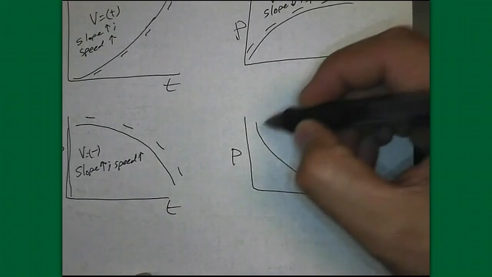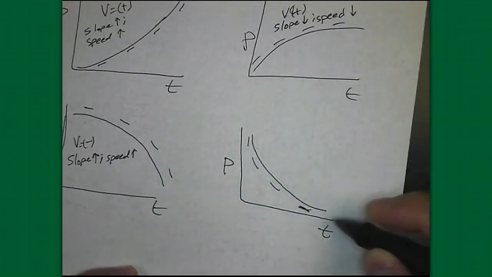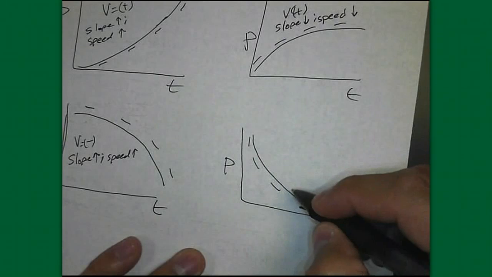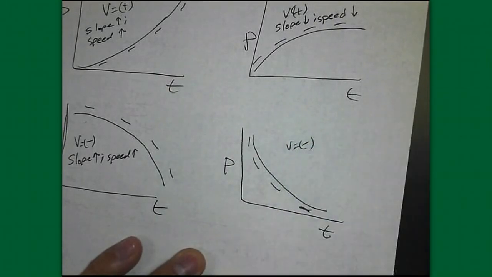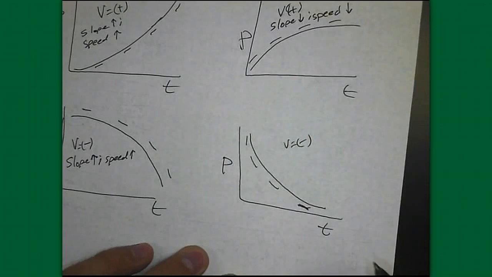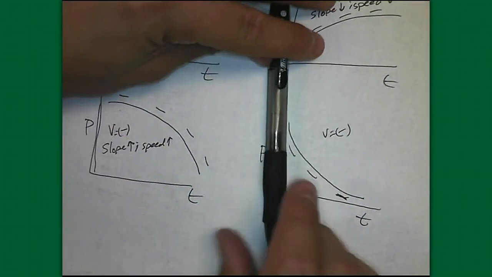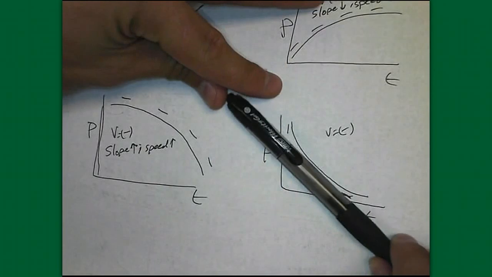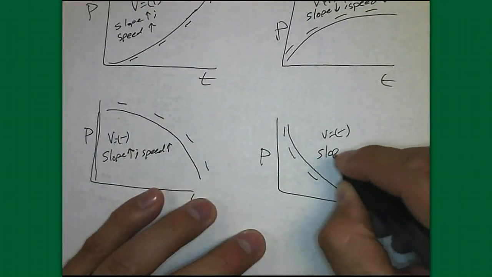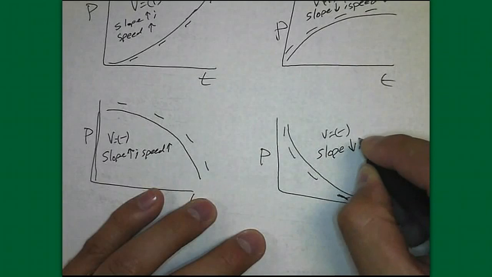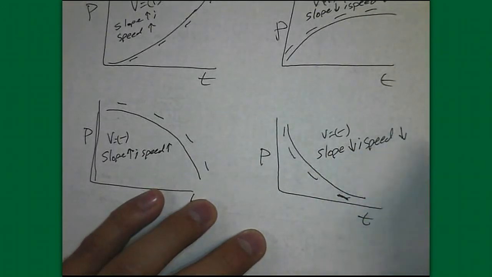What about this one? Here's our slopes. Slopes are all negative in this case. They're all negative slopes. Therefore, we're going to have a negative velocity. This object is moving backwards or in some negative direction. And this slope starts out very steep and gets shallower and shallower and shallower as we go along. So therefore, the slope is getting shallower. That means it's decreasing. And if the slope is decreasing, the speed is also decreasing.